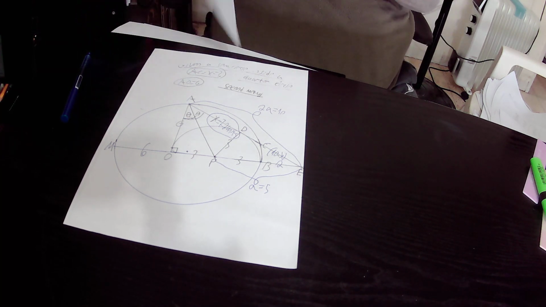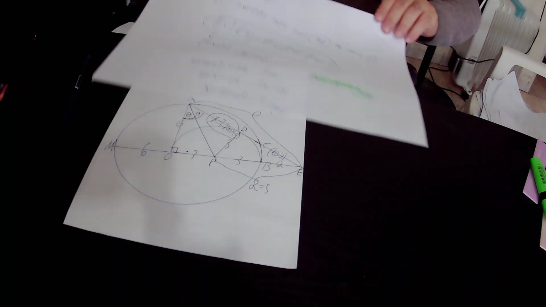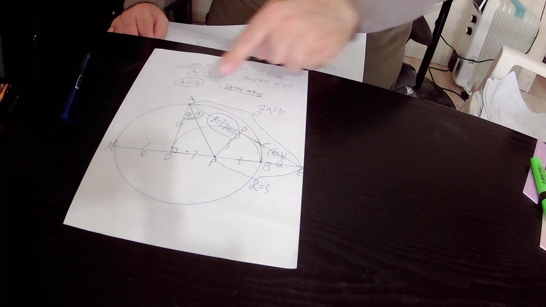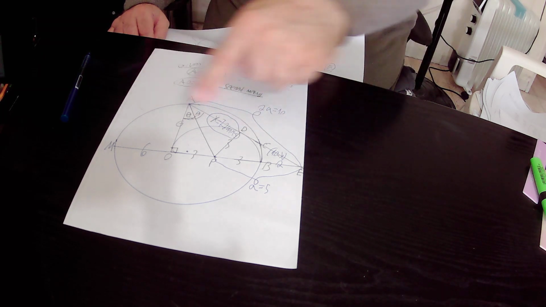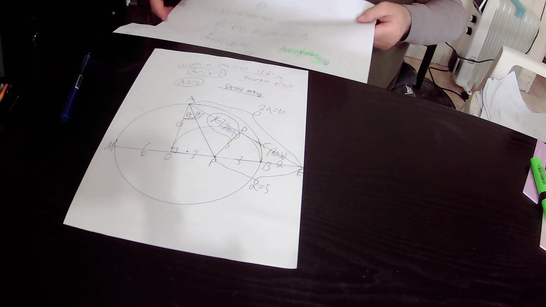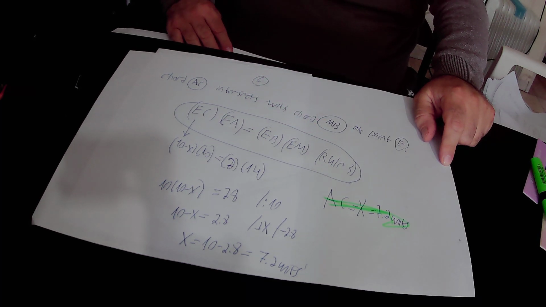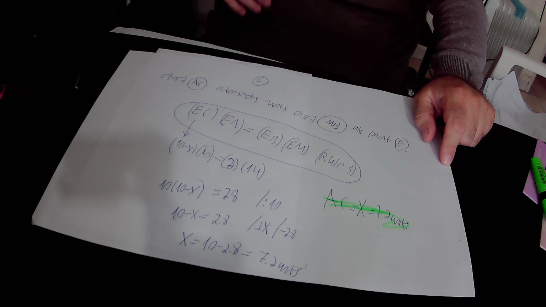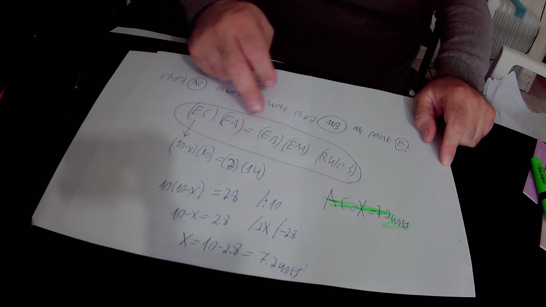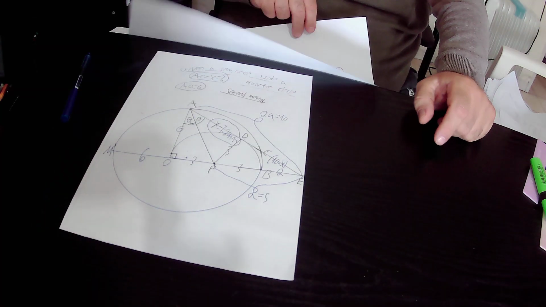So I'll repeat again. Here, chord AC intersects with chord MB at point E. So according to rule number 3, we get that EC times EA equals EB times EM. This is the implementation of rule number 3 in our drawing. EC equals 10 minus x, EA equals 10, EB equals 2, and EM is the long line segment.